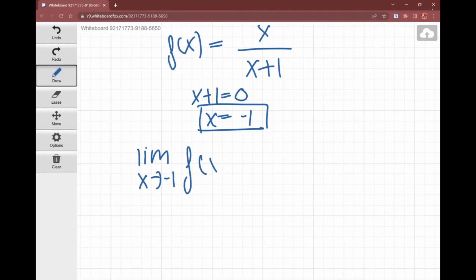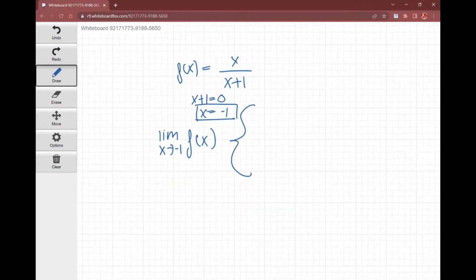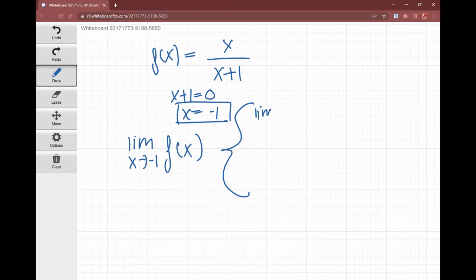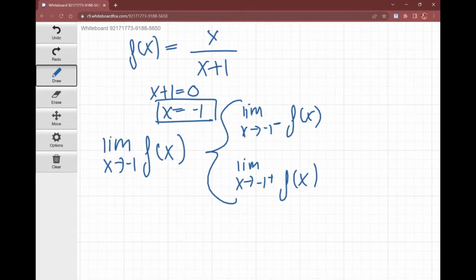Okay, anyways. And since we're doing the left-hand limit and right-hand limit, you can split this into the limit as x approaches negative 1 from the left side of f of x, and the limit as x approaches negative 1 from the right side of f of x. You can write out the whole function here, by the way. You don't have to write f of x. I just do it because it's faster.